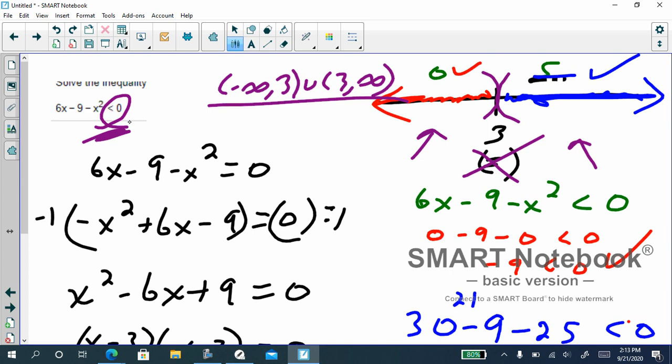So this is a good example of why we need to test each interval. We can't just simply say, well, one interval works, so the one beside it doesn't. That's not always true. Sometimes adjacent intervals both work, sometimes neither work. So find the boundary. Once you get the boundary, test both sides.